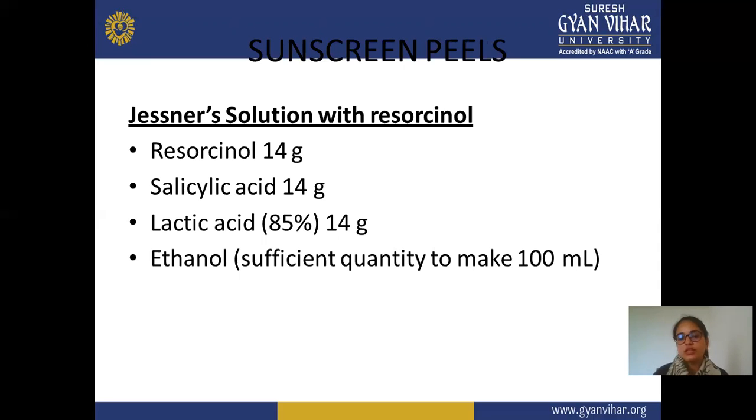85%, that is 40 gram. This formula is checked only according to gram. And ethanol is sufficient quantity to make 100 ml, meaning you make the volume up to 100 ml. I think 14 plus the rest, then the remaining volume you adjust up to 100 ml with the help of ethanol.